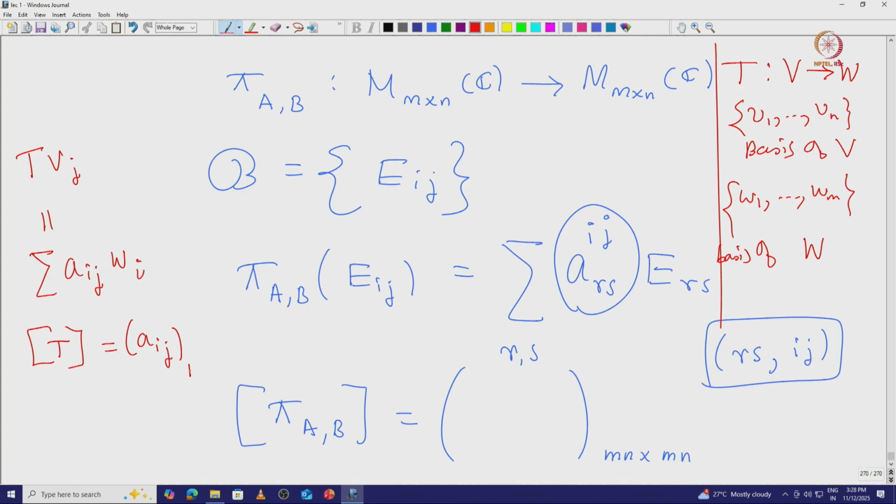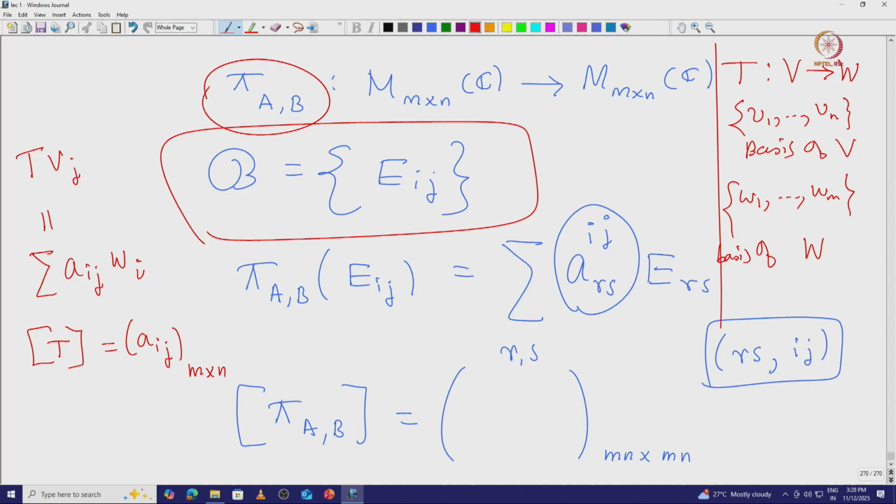So, you can see that this is indeed an m by n matrix. So, that is what we are going to do for this operator pi A B with respect to this basis E_ij. So, that means the indexing set for this matrix itself is the product of these tuples (r, s) and (i, j). So, the (r, s), (i, j)th entry is going to be exactly this A_(ij, rs). So, that is how we will be able to compute.